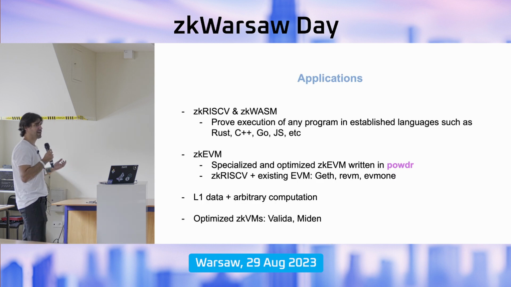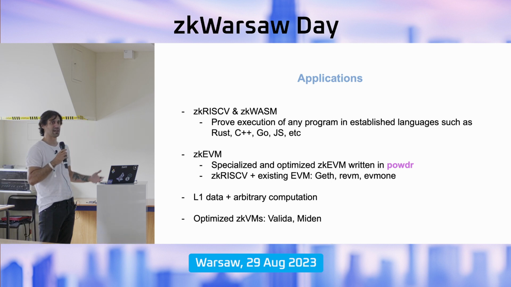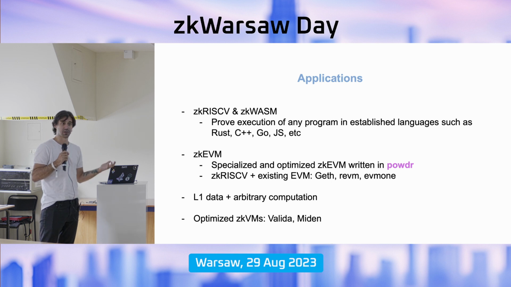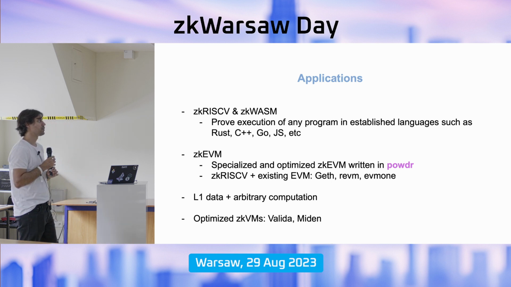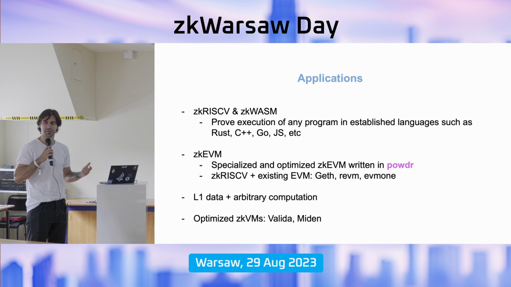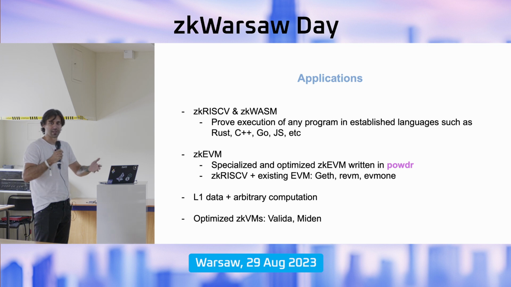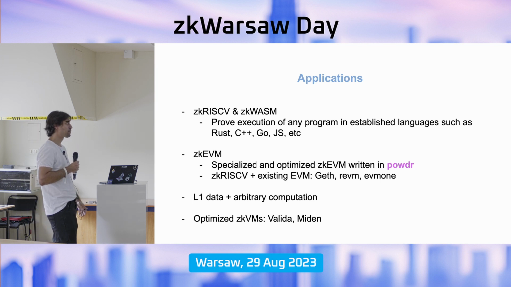A few of the applications we have in mind and or are working on are these. Some of these are pretty obvious. So doing things like zkRISC-V or zkWASM are things that other groups are also doing. And these enable you to prove execution of any program, of any established language, which you've seen before: Rust, C++, Go, JavaScript, any of the things that people already use to write everything we use every day.